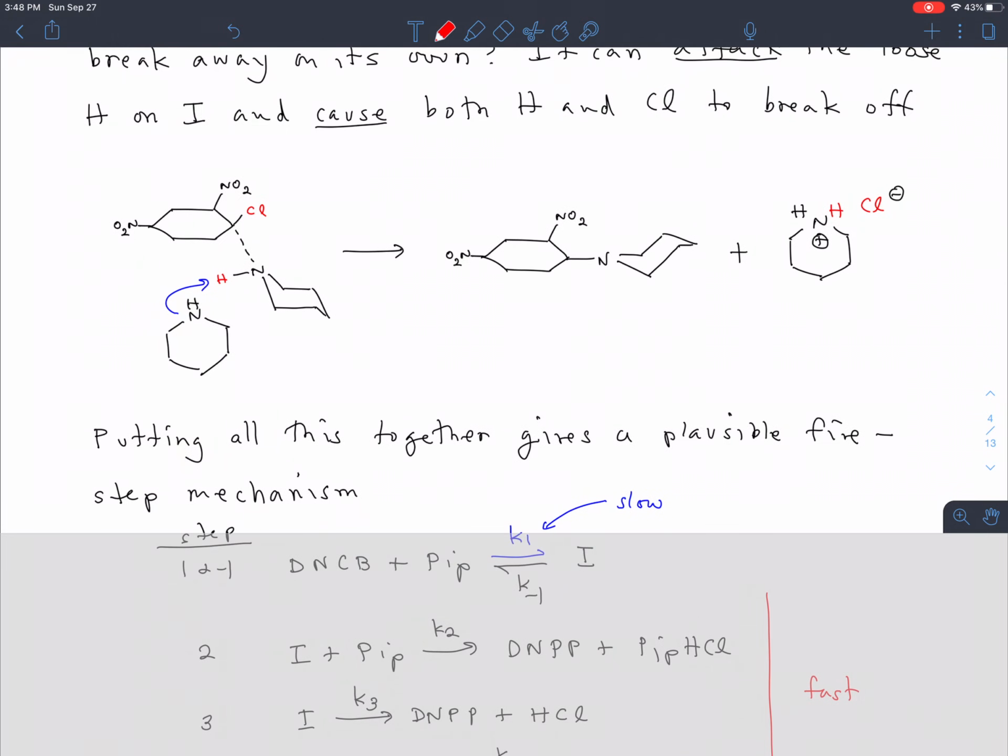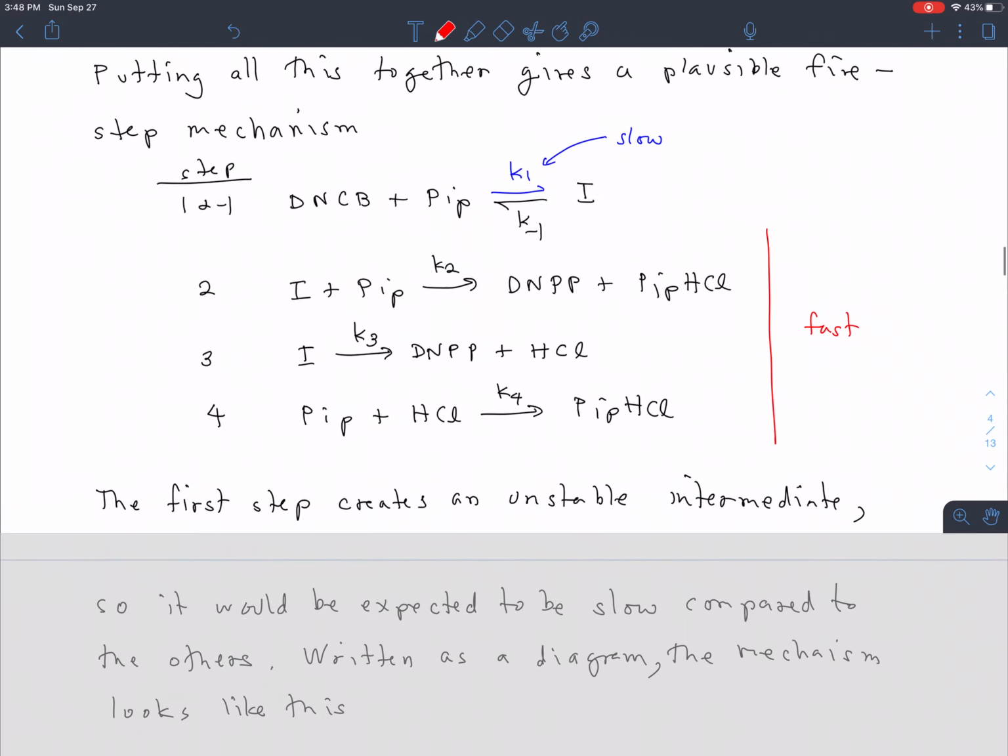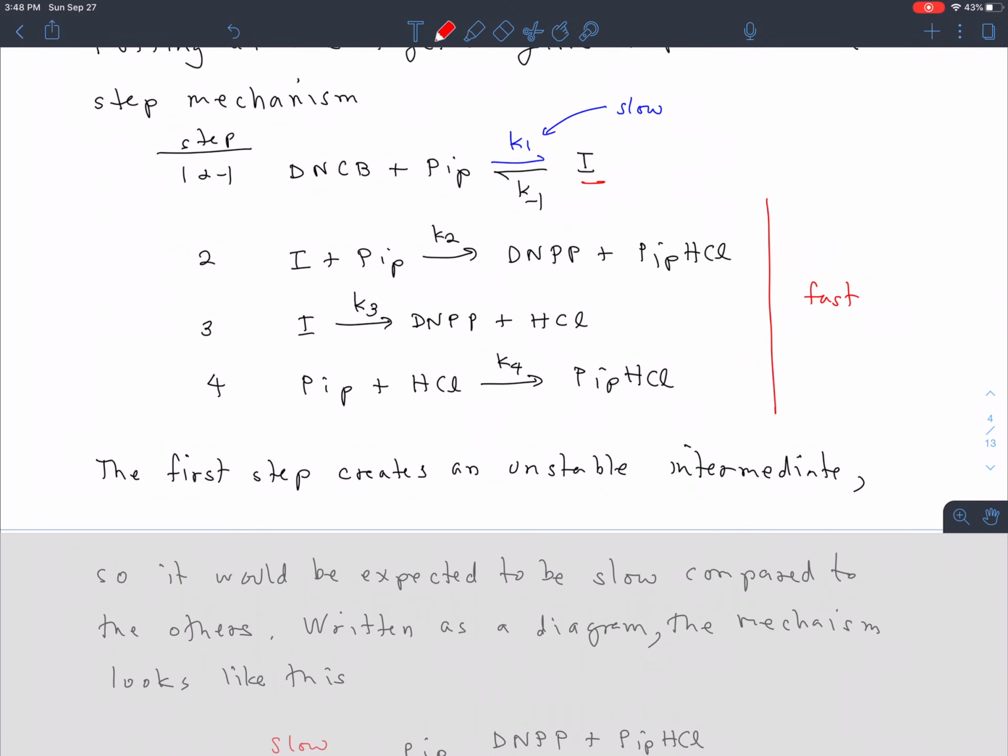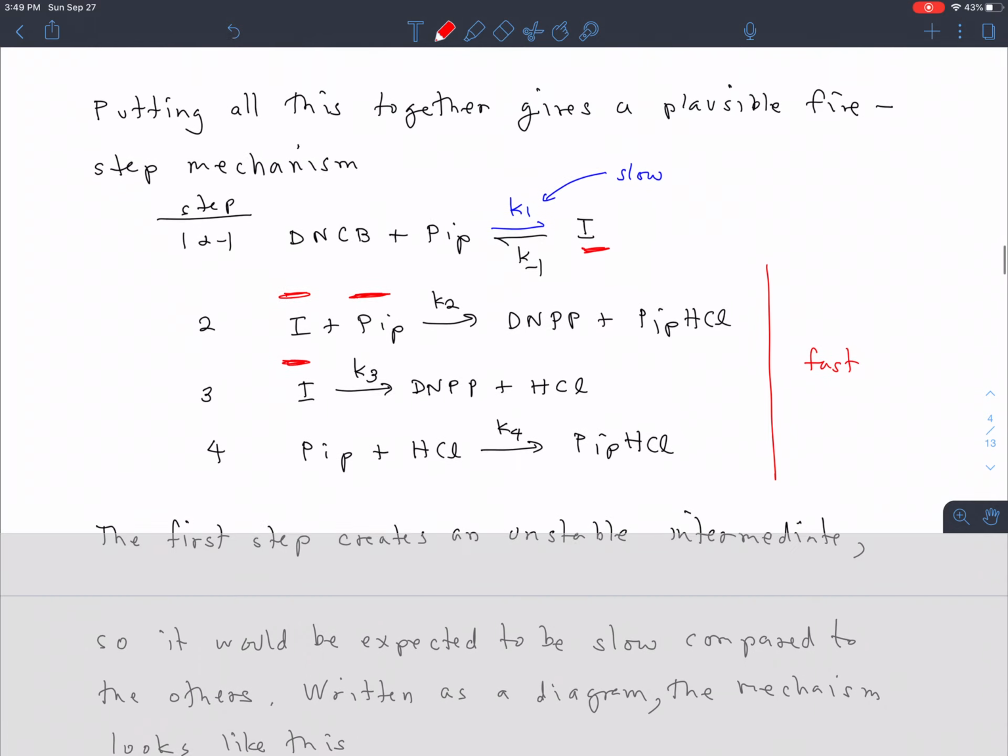But that's not the only route by which the intermediate can break down. It can break down to go back to reactants. It can break down to go forward to products. It can also be attacked by another piperidine, shown here, acting as a base to pull off that hydrogen, leaving the rest of this molecule unstable, allowing the chlorine to come off as a Cl minus. And so that's another step by which the intermediate can decay.